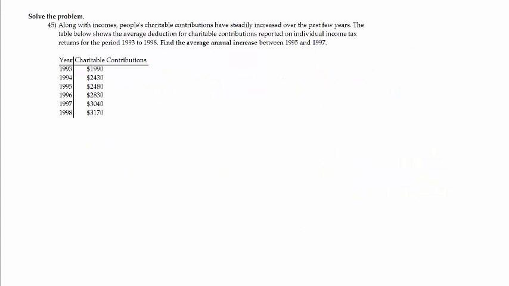Number 45, solve the problem. Along with incomes, people's charitable contributions have steadily increased over the past few years. The table below shows the average deduction for charitable contributions reported on individual income tax returns for the period 1993 to 1998. Find the average annual increase between 1995 and 1997. So right here, find the average annual increase.